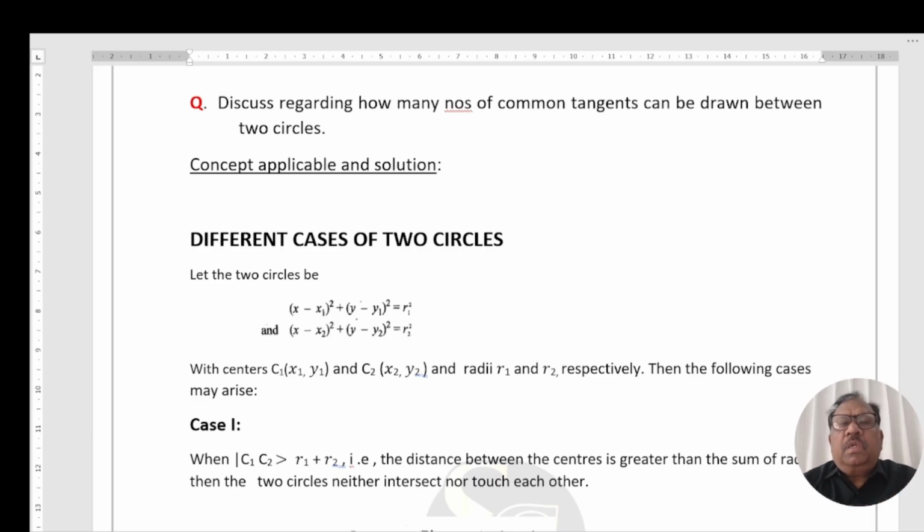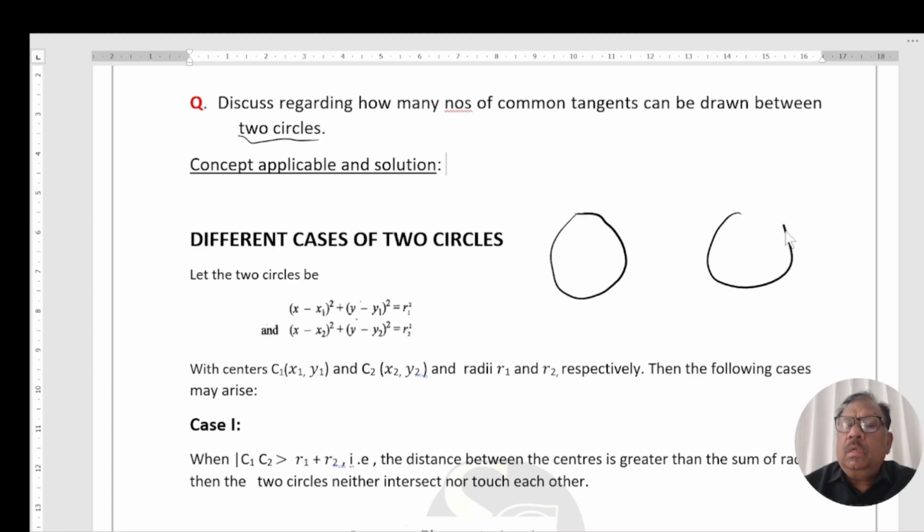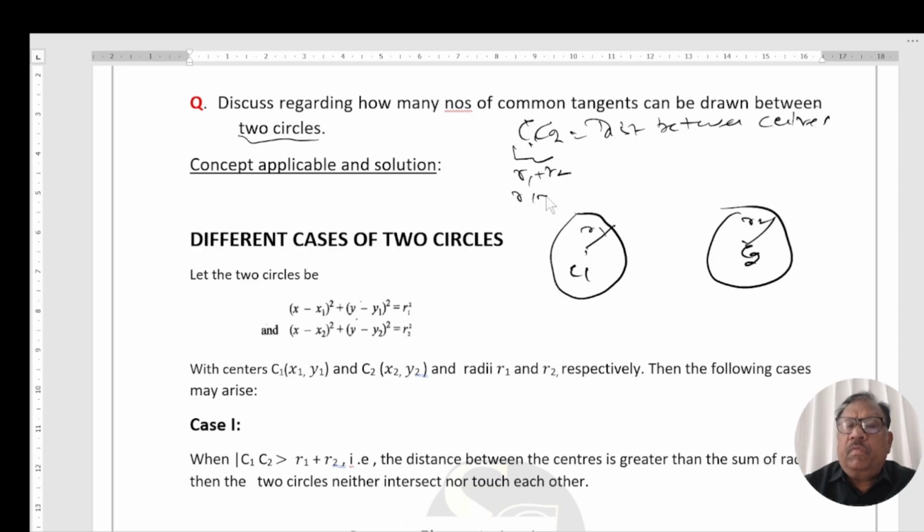Question. Discuss how many common tangents can be drawn between two circles. Between two circles, take circles with centers C1 C2 and radius R1 R2. Find the distance between the centers, and find R1 plus R2 and R1 difference R2.